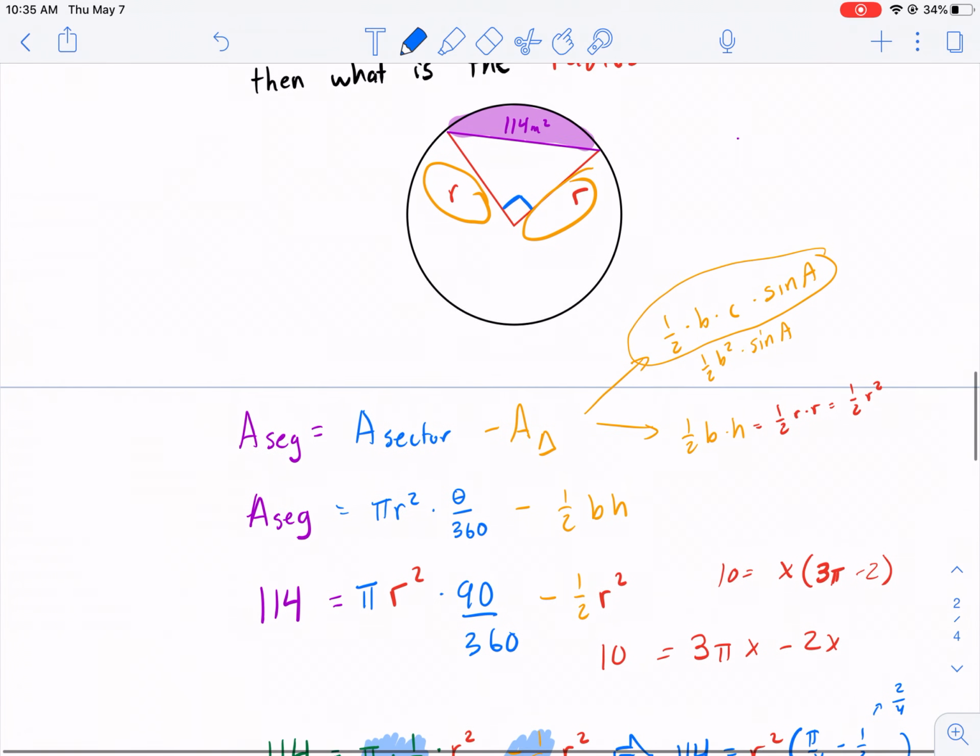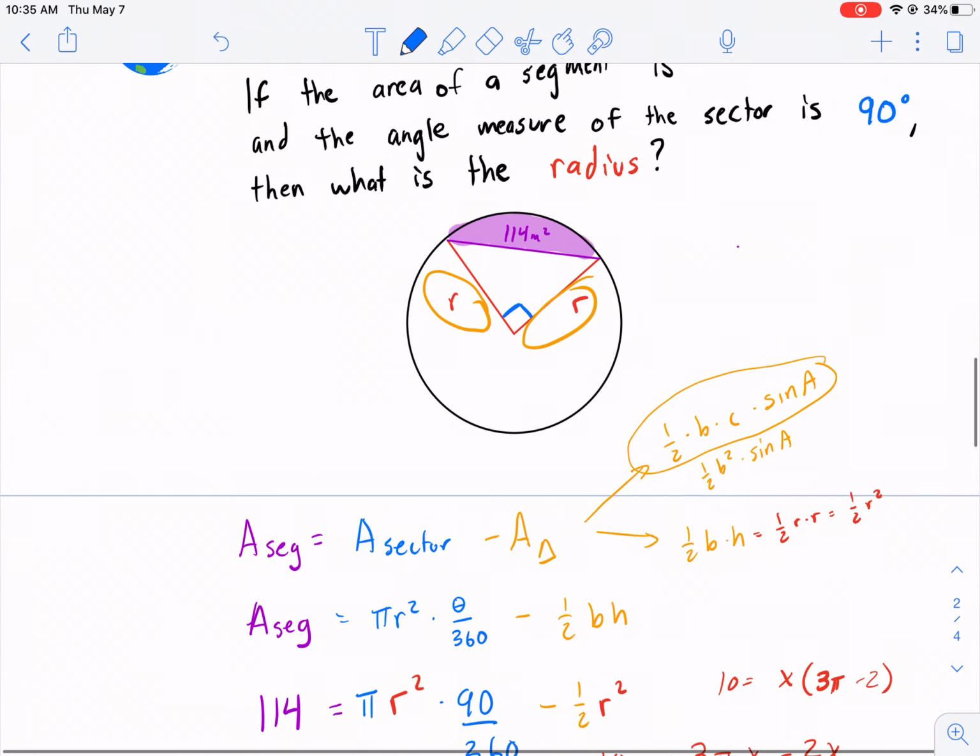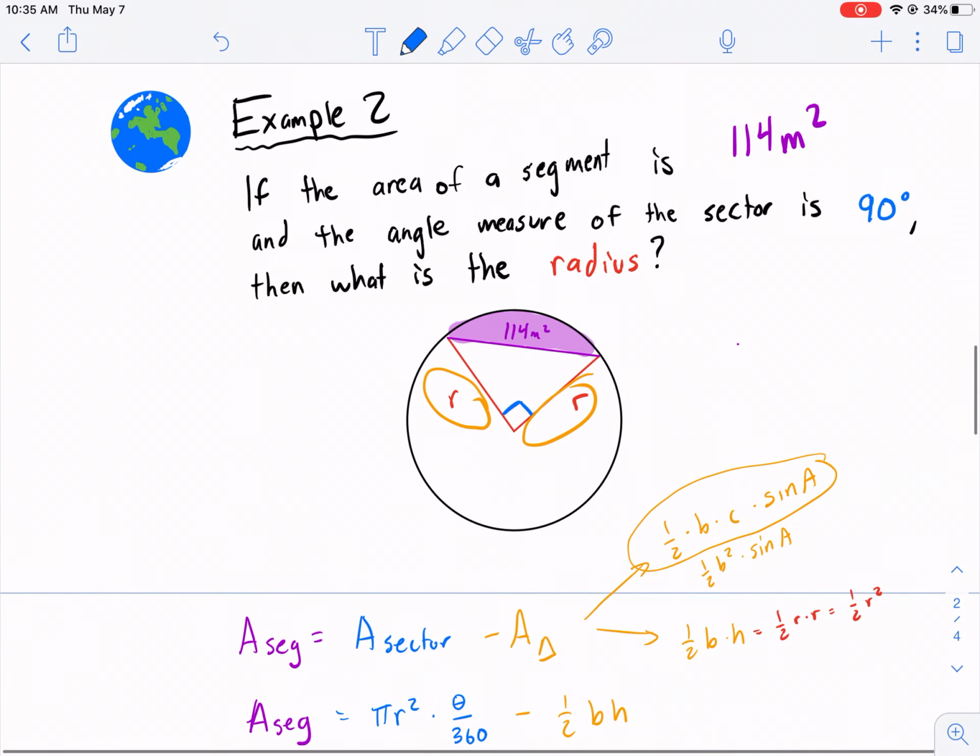Hope this clears some things up in terms of the process of solving for the radius once you're given the area of the segment. And I look forward to seeing you next time.